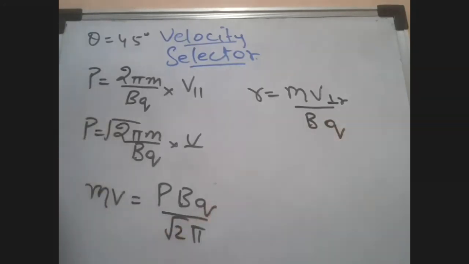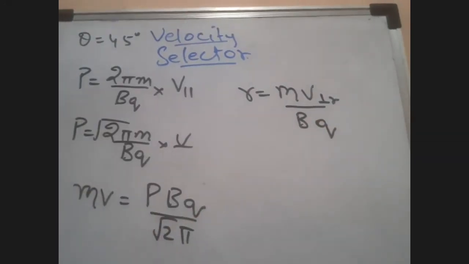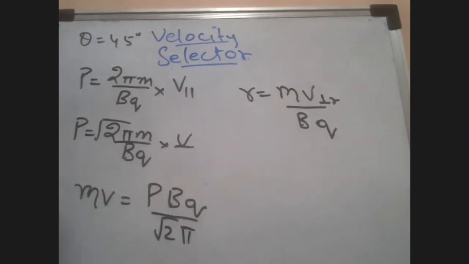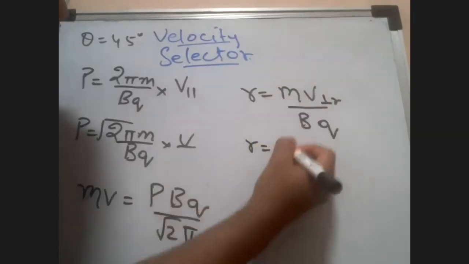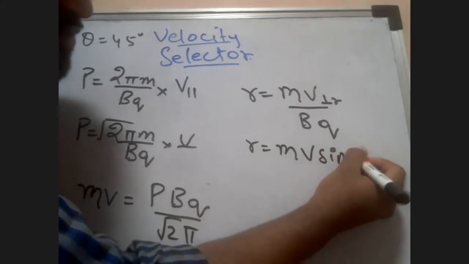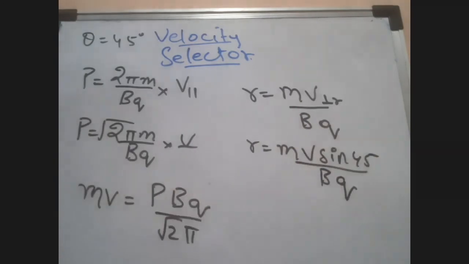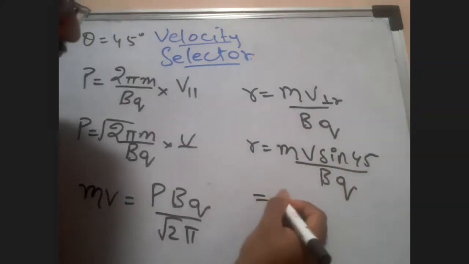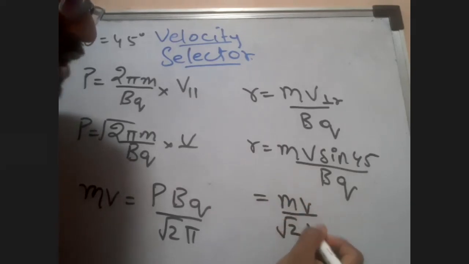Once we know this, just substitute the value of MV. Now it doesn't matter, you know why? Because we find out the perpendicular component of the velocity vector. What is the perpendicular velocity? V sin theta, so MV sin 45 upon BQ. Sin 45 is 1 by root 2, so I can write it as MV upon root 2 BQ.